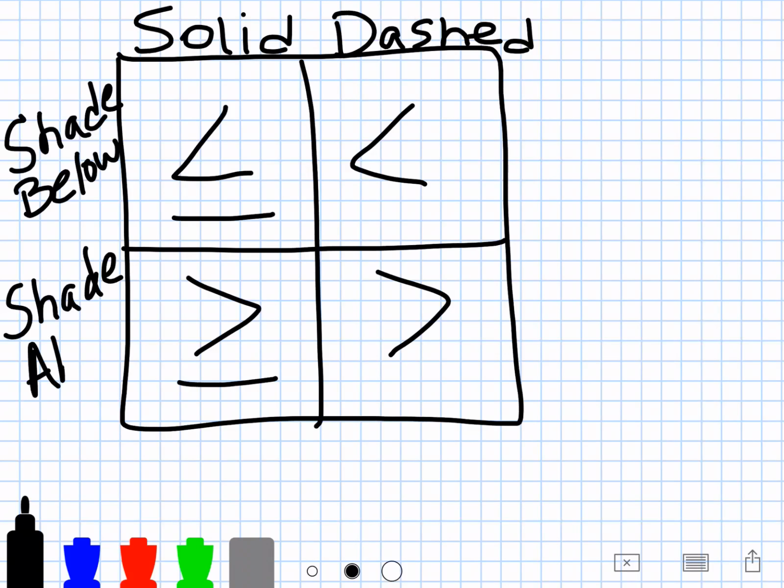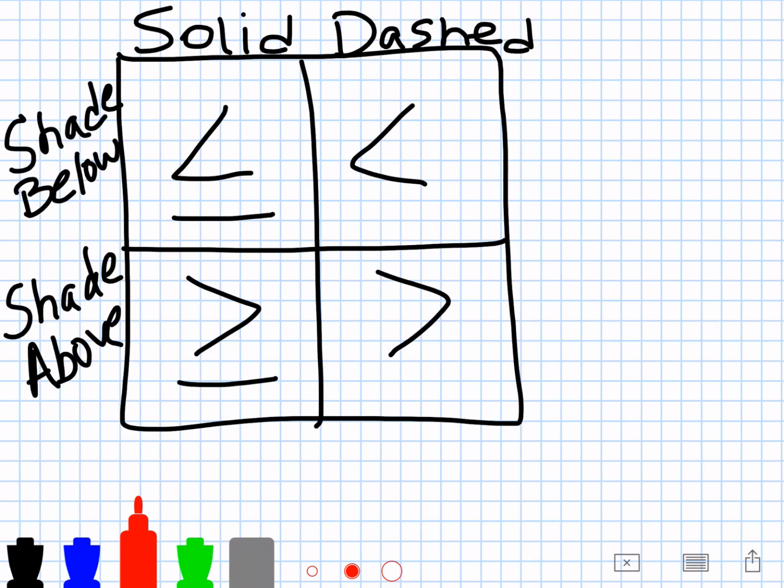Alright, so what this particular chart means, you want to be sure that you pause this and write this down, because you're definitely going to need it. After you plot the points of your linear inequality, you have to look at the inequality symbol in your problem to determine if you're going to be using a solid or dashed line, or if you're going to shade above or below the graph.